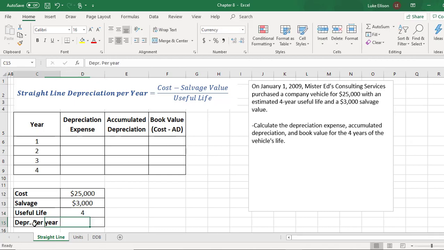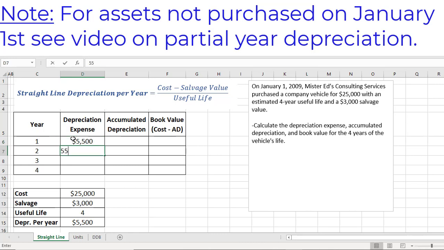Now we can calculate our depreciation per year using this formula up here. So first we need to take the cost of $25,000, subtract the salvage value, which is $3,000, and divide that by the useful life, which is 4 years. And that tells us that the depreciation per year is $5,500. So that's going to be our depreciation for each of the 4 years. So we can copy that down.